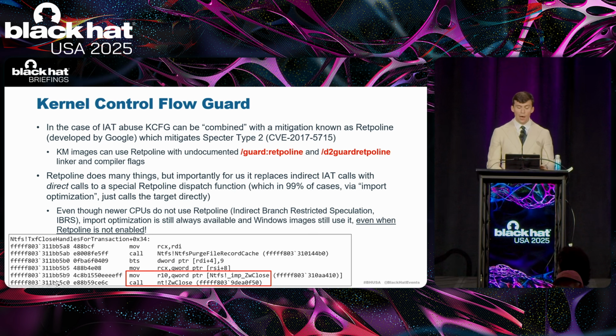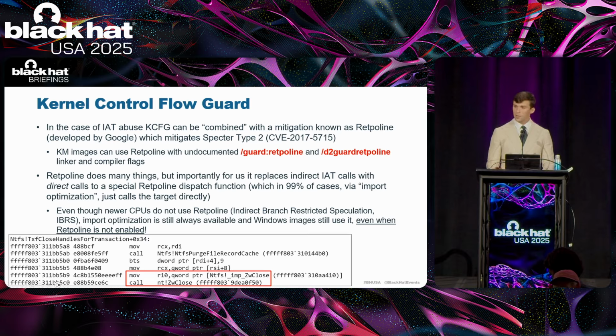So you can actually combine kernel CFG with a lesser known mitigation that's not directly related to it called retpoline. And retpoline aimed to mitigate a CPU branch prediction vulnerability called Spectre Type 2. Well, newer CPUs can defend against this, and so retpoline isn't really used or talked about much anymore. But one of the things that retpoline did for our intents and purposes is, obviously it does a lot, but it actually patches, or fixes up, I should say, all of the indirect calls to the imports table and makes them direct calls. And it makes those direct calls to a special retpoline dispatch function.